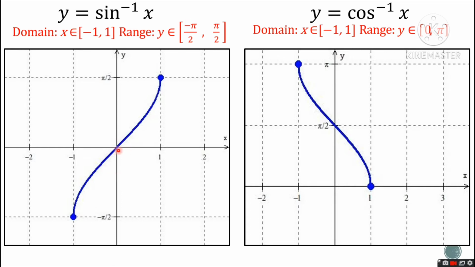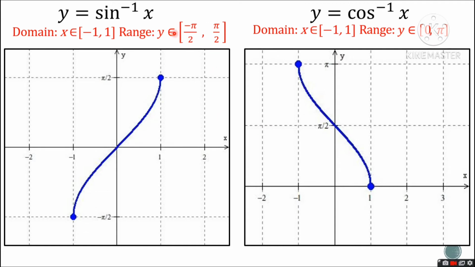What do we mean by this? That means y can take value from 0 to pi by 2 or 0 to minus pi by 2. Now 0 to pi by 2 means the first quadrant, and 0 to minus pi by 2 means the fourth quadrant. So in this case, y can lie in the first quadrant or in the fourth quadrant. Next graph is for y is equal to cos inverse x. Now in this case, the domain is the same. You will observe that the domain is the same, minus 1 to 1. Domain means x value, so x can take any value from minus 1 to 1. But y can take value from 0 to pi. That means y can take value from 0 to pi by 2, that is the first quadrant, or pi by 2 to pi, that is the second quadrant.